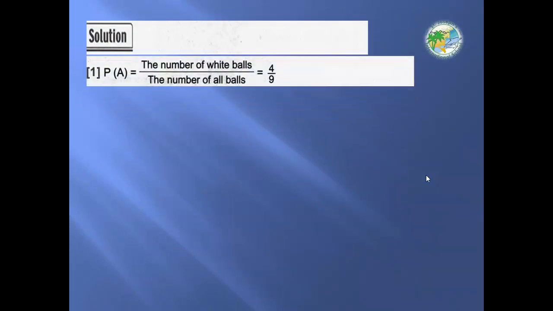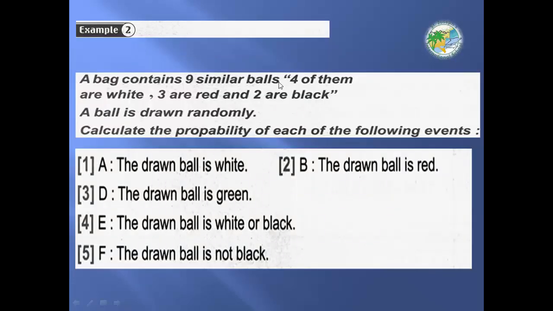Solution. Probability of white equals the number of white over the number of all balls in the bag. The number of white was 4, the number of all balls is 9. Let's go to A. See the example. So here the bag contains 9 similar balls in total: 4 of them are white, 3 are red, 2 are black.